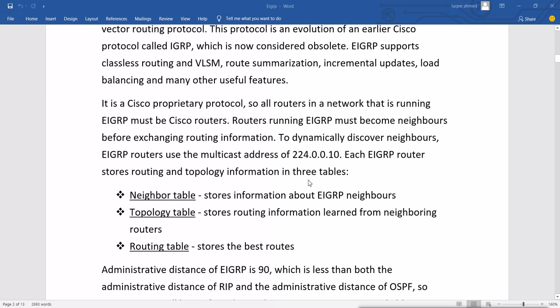Now routers running EIGRP must become neighbors before exchanging routing information. Just like OSPF, first all the routers must become neighbors.